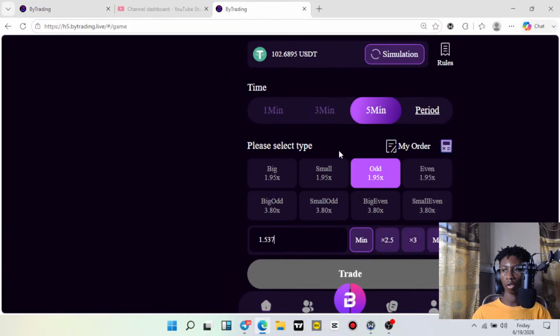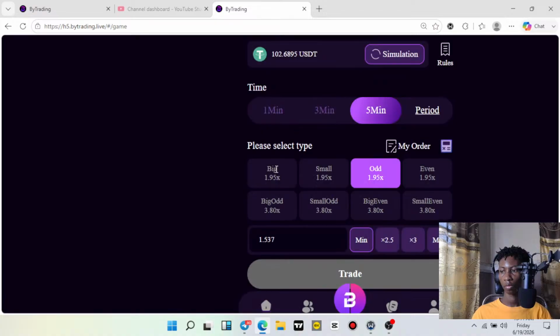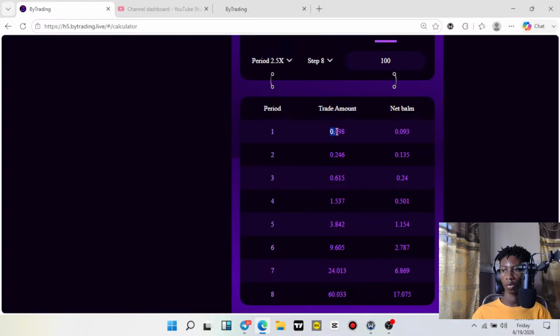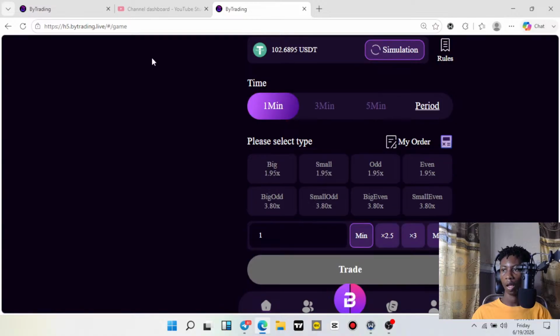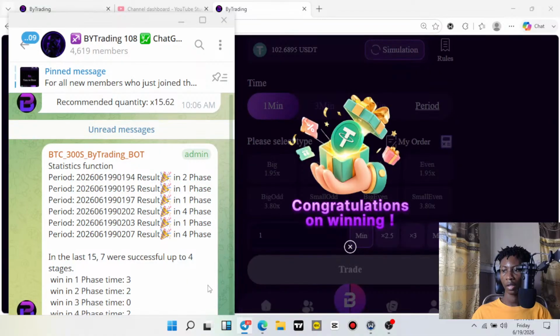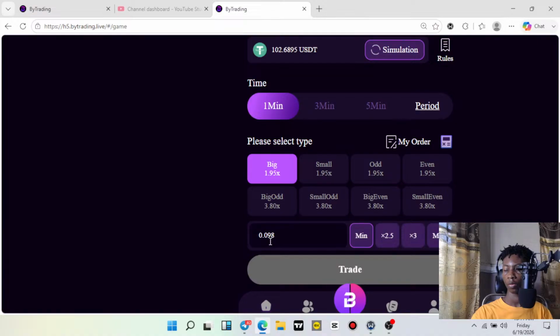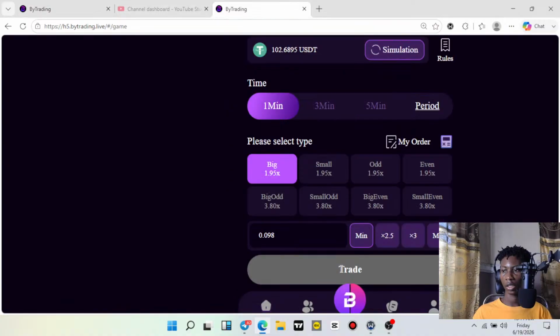So we actually won on that trade. Right now we have to go back to the phrase one amount. Then I'm going to select this, and right here you can see that they now told us to go with big, so I now have to select big and put the amount I want to trade with, and click on this trade right here.